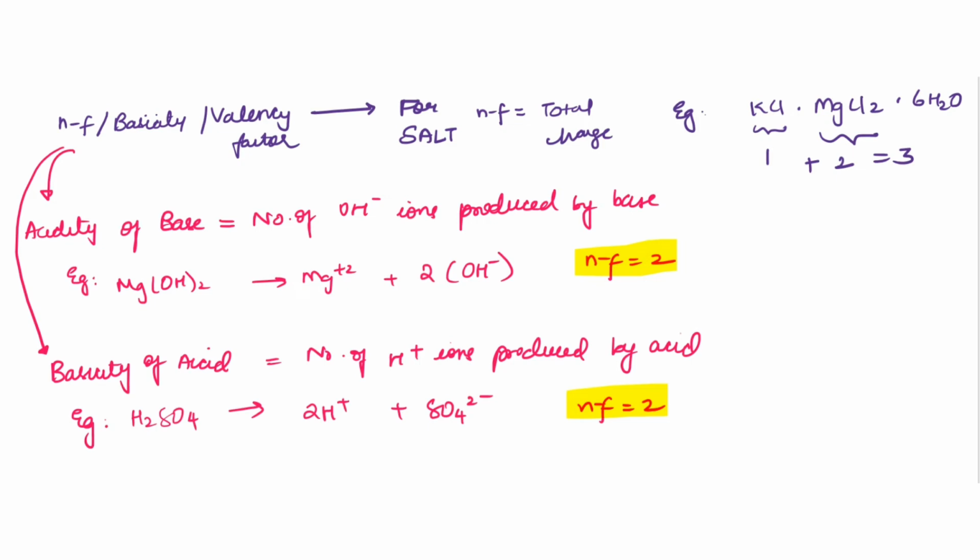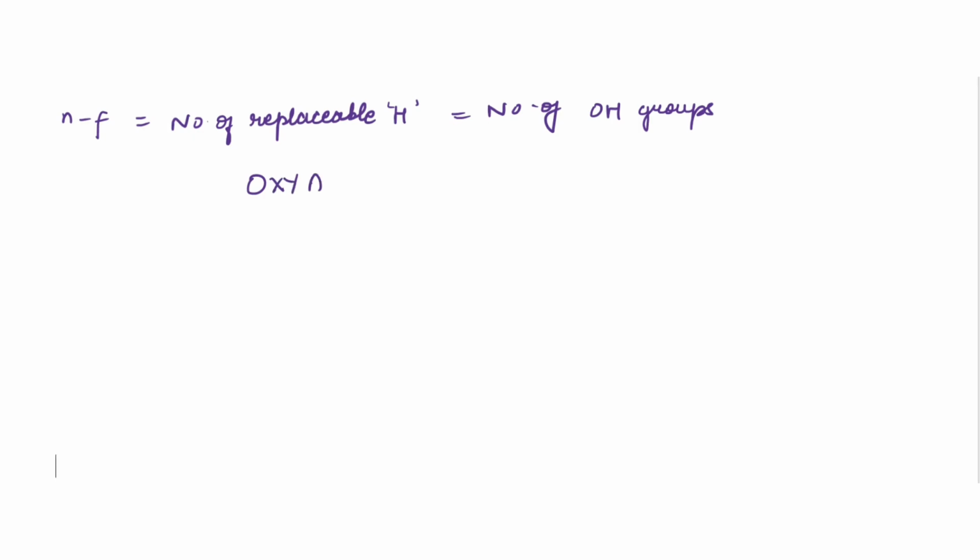So, in short, N factor is the number of replaceable hydrogen atoms, the number of OH groups present. This definition for N factor is useful particularly for oxyacids. I am repeating, for different substances, acids, bases, salts, we define N factor in a different way. So keep that in mind.